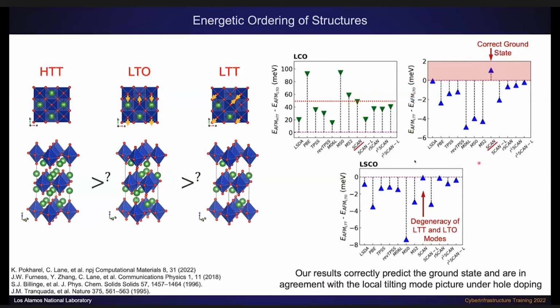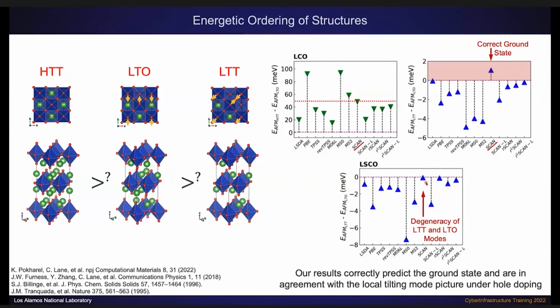As we then dope the compound, we know that there should be a transition from LTO to LTT type structures. And from this, we find that, yes, indeed, there is this near-degeneracy of the two structures compared to most of the other functionals. And this is really describing the experimentally observed modes that they're finding, these mixtures of different orbital configurations within the crystal once you dope the compound. So here we can find, at least from the lattice standpoint, that the functional is doing very well in describing the ground state.